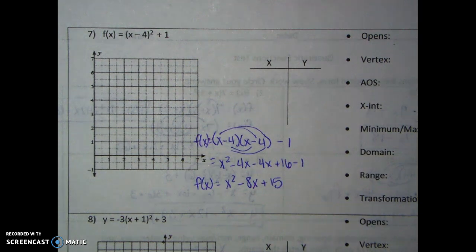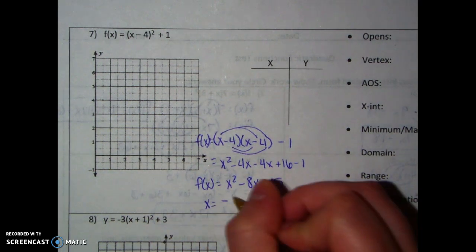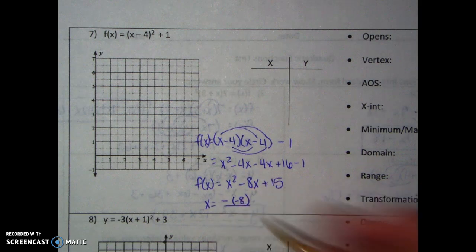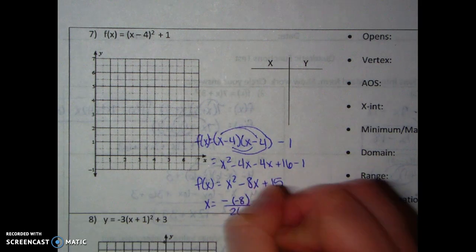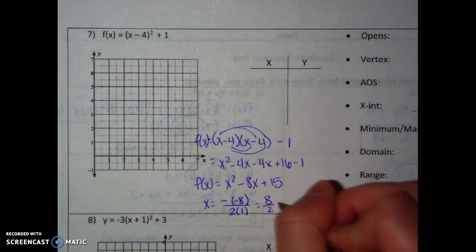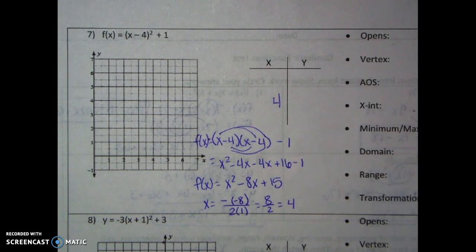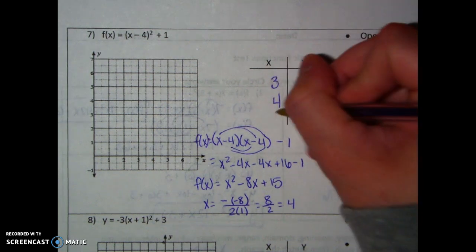And now I can do the negative b over 2a. So x equals negative 8 over 2 times 1. So that is positive 8 divided by 2, that's 4. So up in my table, there's my 4. I'll do 3 and 5.